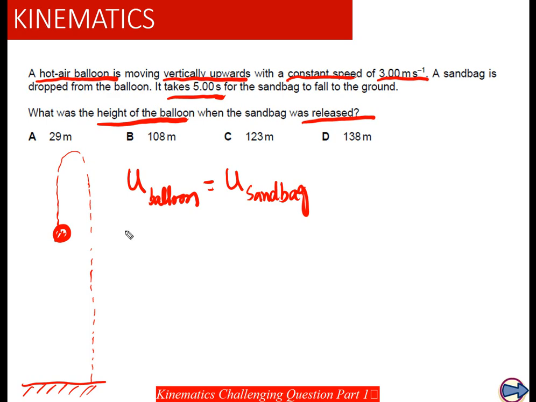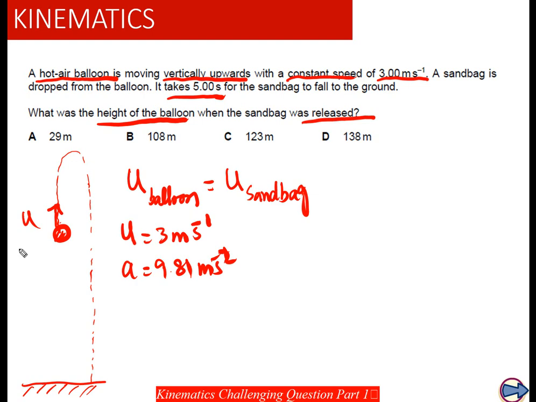And now I will only focus on the sandbag. The initial velocity of the sandbag that is given to us is 3 meters per second. And here we can also draw a little arrow. So this is the u. Now, as this is in free fall, the effects of air resistance are ignored. So we can simply say a has to be equal to 9.81 meters per second squared.